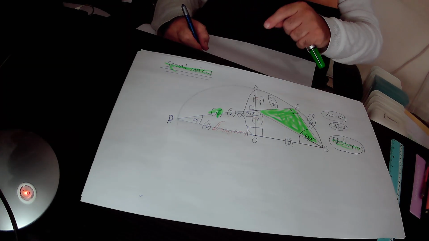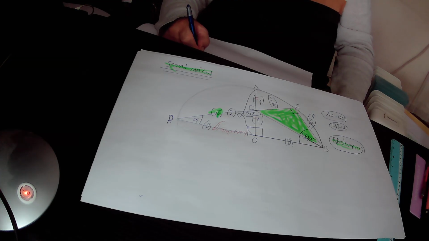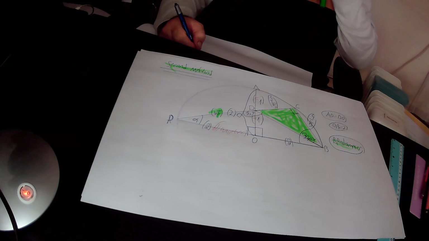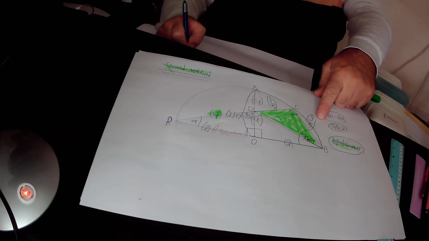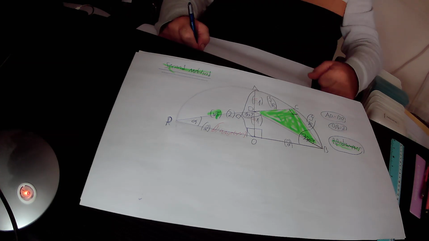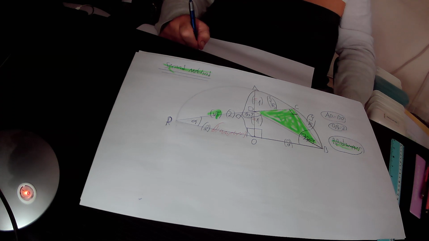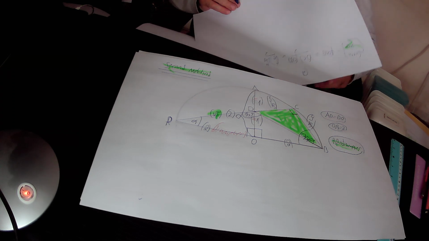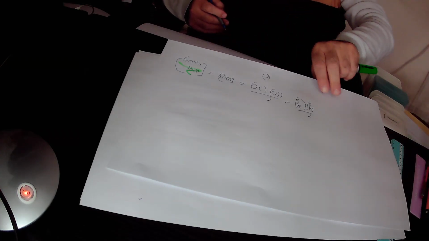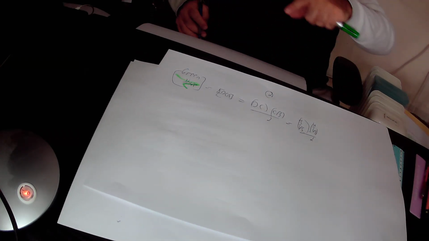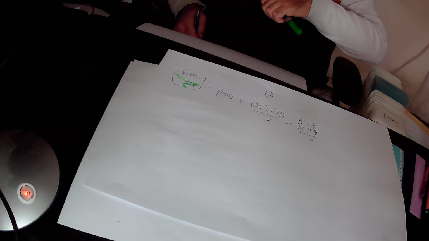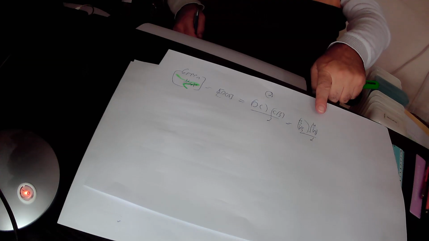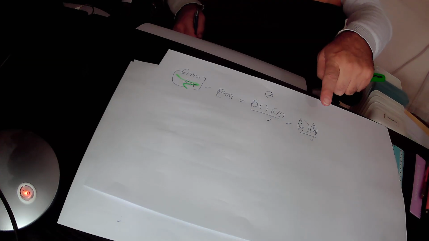DC equals 3 over square root of 5, times CB, which equals 4 over square root of 5, divided by 2. So in total, you find that the area of the green shape equals 3 over square root of 5 times 4 over square root of 5 divided by 2. 3 times 4 is 12, and square root of 5 times square root of 5 is 5.